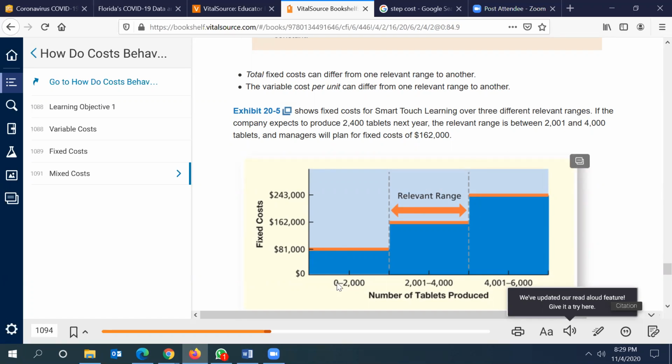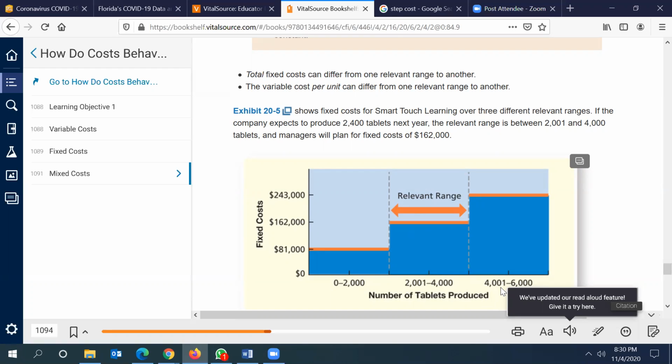So if they did that from 0 to 2,000 units, we would need one worker. That worker would have a cost of $81,000. That's the little relevant range for up to 2,000 units. Then, if we produce from 2,001 to 4,000 units, we need 2 of these workers. So the fixed cost doubles. They're getting a salary, not a wage, to $162,000.